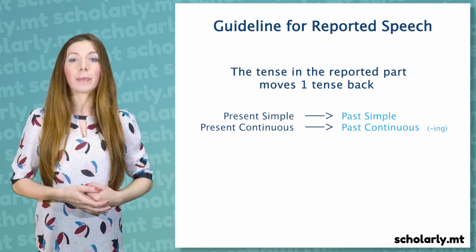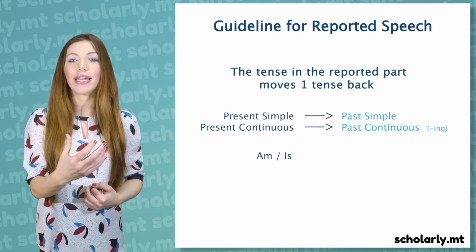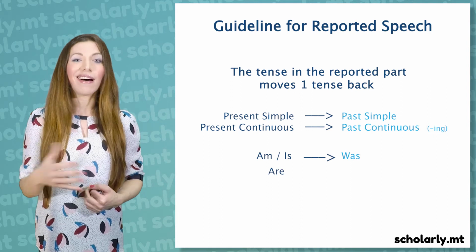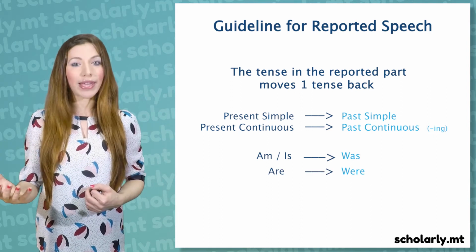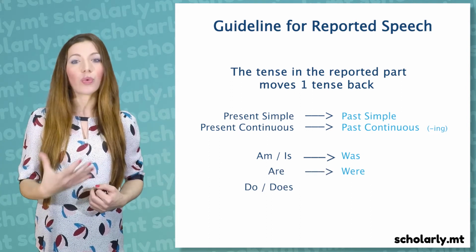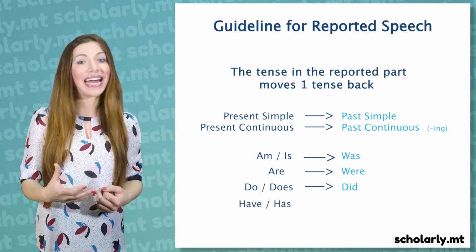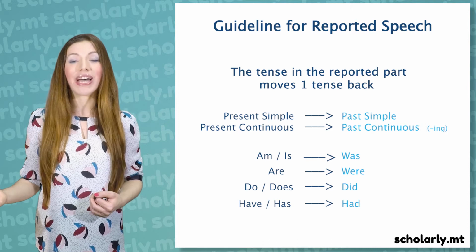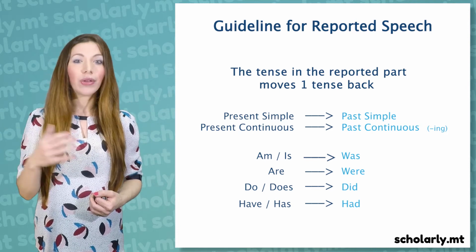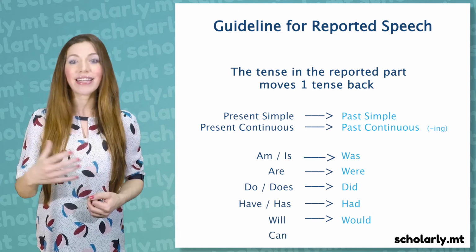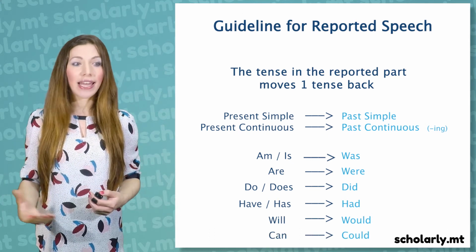So, with verbs like am or is, we would use was. Are becomes were. Do or does becomes did. Have, has, both change to had in the past. Will, the modal verb, changes to would. Can changes to could, and so on.